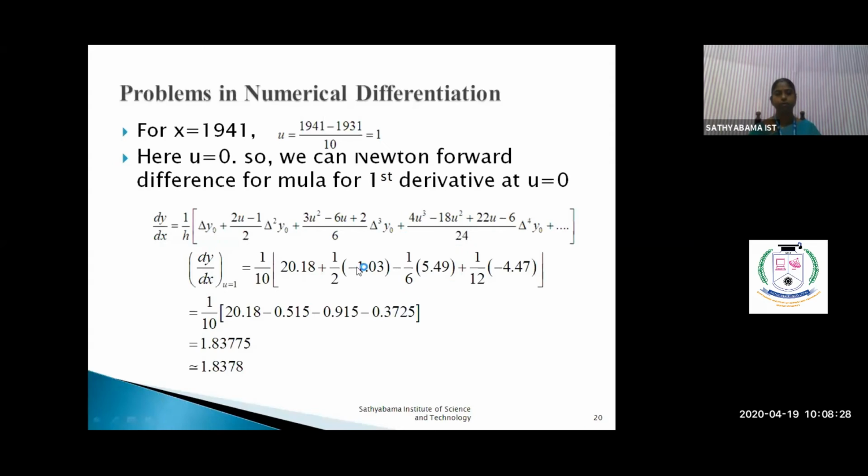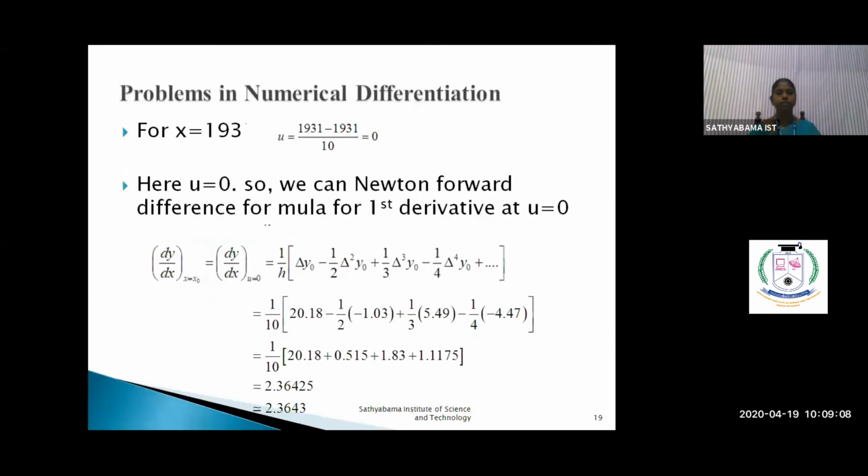So we substituted all the results here. Then at last what we are getting? 1.83775. Let us find the decimal places: 1, 2, 3, 4, 5 decimal places are given. So this is the answer. If I want to correct the answer to the 4th place of decimals, since it is 5, I can add 1 to this number 7. So it becomes 1.8378. So the rate of change of growth of population in the year 1941 is 1.8378, which is corrected to 4 places of decimals.